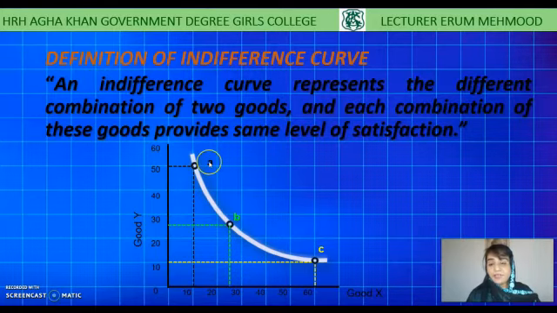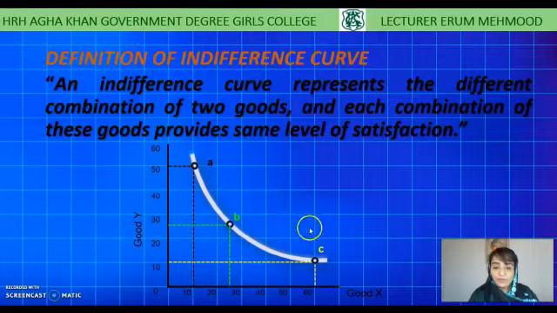You can see that at point A, the consumer is consuming 50 units of good Y and 10 units of good X. If he wants to increase the consumption of good X, he sacrifices some units of good Y, and at point B he is taking 30 units of good Y and 25 units of good X. Again, if he wants to increase good X from 25 to 60 units at point C, he sacrifices 20 units of good Y, and at point C he is taking 10 units of good Y and 60 units of good X. So the indifference curve is the locus of all points which provide the same level of satisfaction with different bundles of good X and Y.